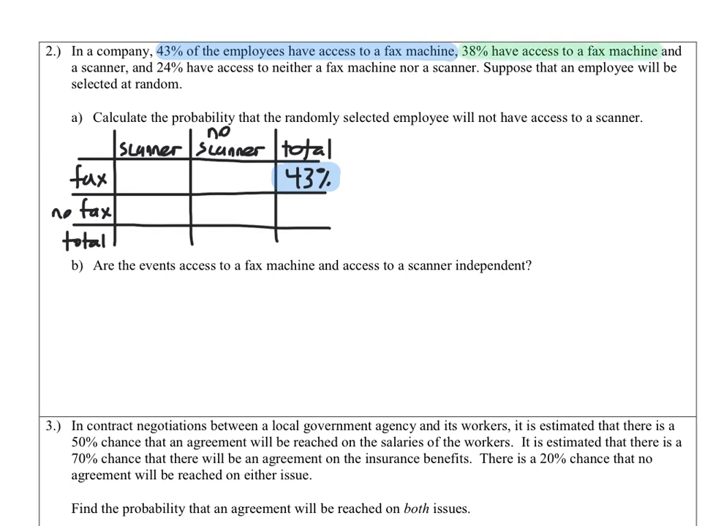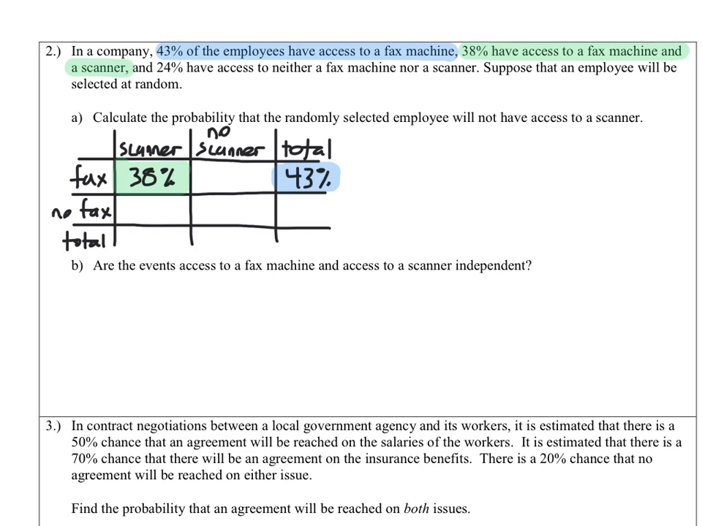38% have access to a fax machine and a scanner. There's that word "and." When you see that word "and," that's your intersection. Fax machine and scanner, right? I want them both to be yes. That number goes there. Fax machine and scanner is 38%.